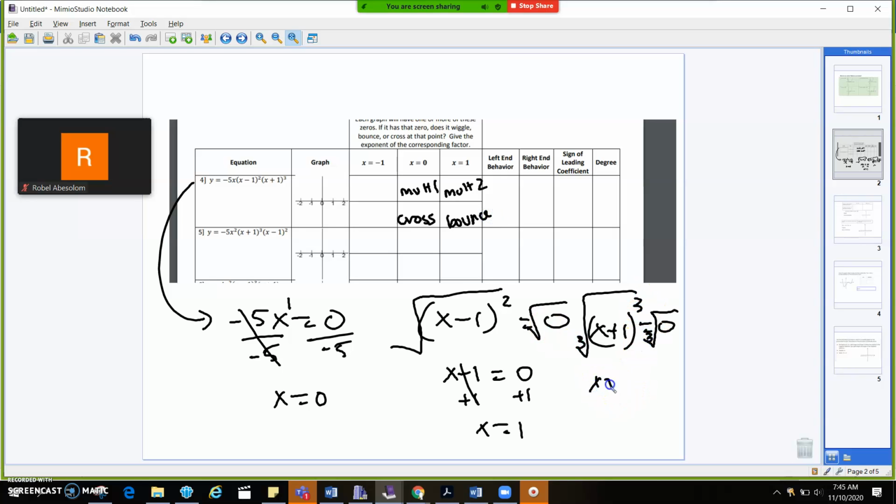And so that's going to be x plus 1 equals 0. You're going to subtract 1 from both sides, and that's going to give you x equals negative 1. The multiplicity for that one is 3, and that's going to be a wiggle.